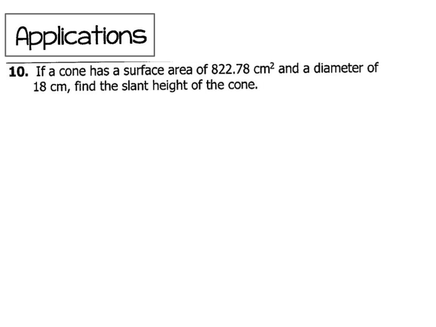All right, so number 10. If a cone has, so we're dealing with a cone, and it has a surface area of 822.78 centimeters squared. And we're given that it has a diameter of 18 centimeters. We want to find the slant height of the cone. So first things first, we're dealing with a cone, so we want the formula for the surface area of a cone.